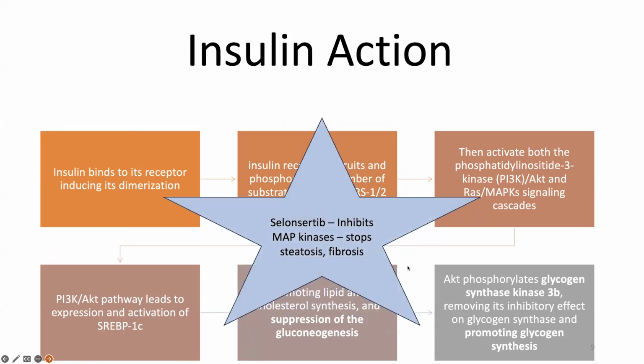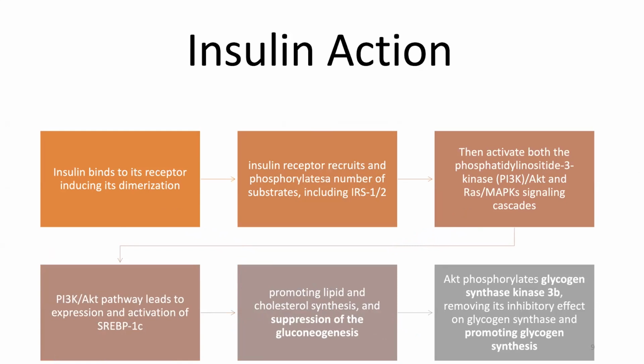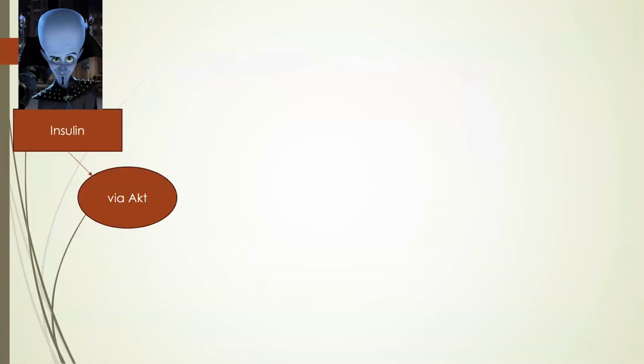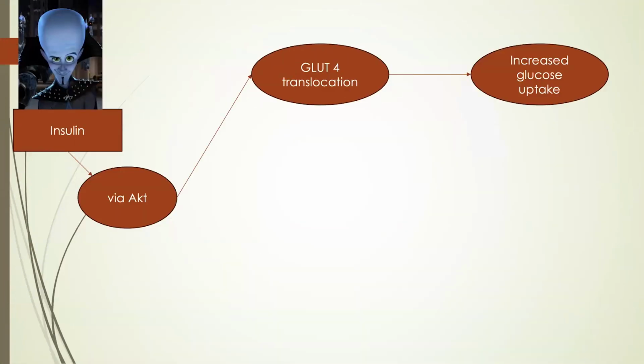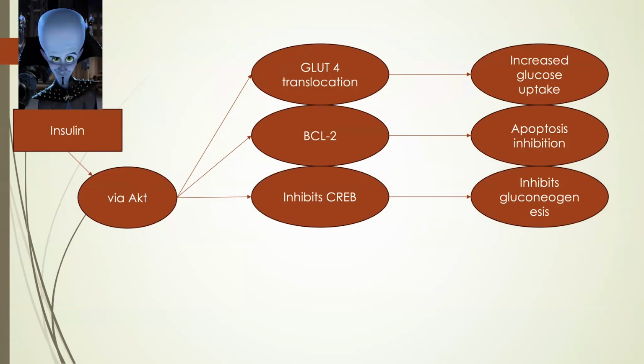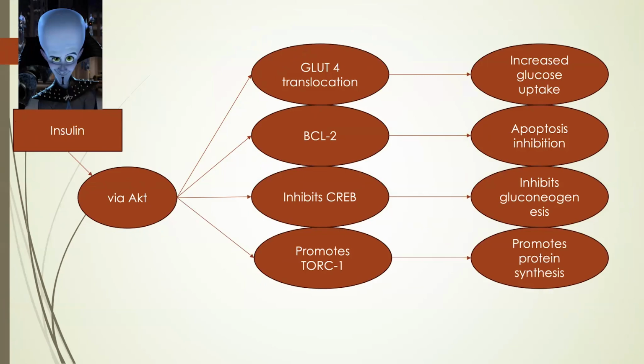And this is one of the mechanisms by which various therapeutic agents have been shown to affect the suppression of these metabolic pathways. In the normal course of events, if you give insulin to a normal individual, then via AKT stimulation, it leads to translocation of the insulin receptor onto the cell membrane, which increases the glucose uptake into the cell. By stimulation of the BCL2 mechanism, it causes inhibition of apoptosis. By inhibiting CRAP, it inhibits gluconeogenesis. And by promoting TORC1, it promotes synthesis.